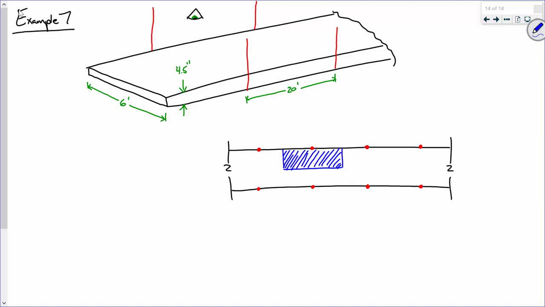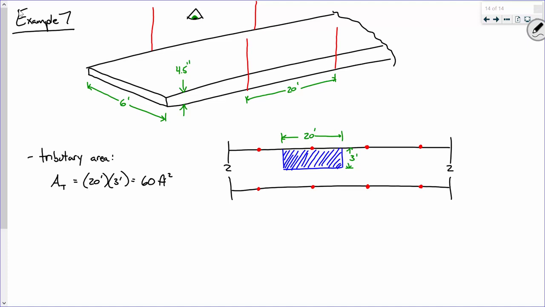Make sense? So help me out. What is this dimension right here? 3, there we go, 3 feet, and then this one right here? 20 feet. So the tributary area is going to be what? 3 feet. There you go. Pretty straightforward, right? Any questions?